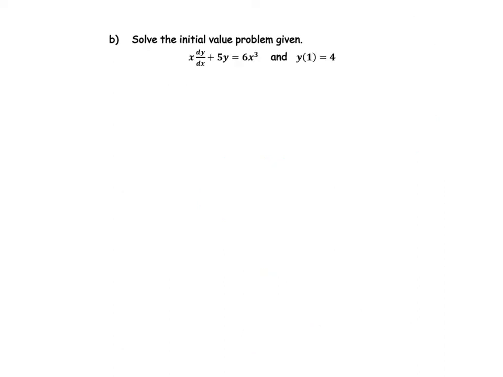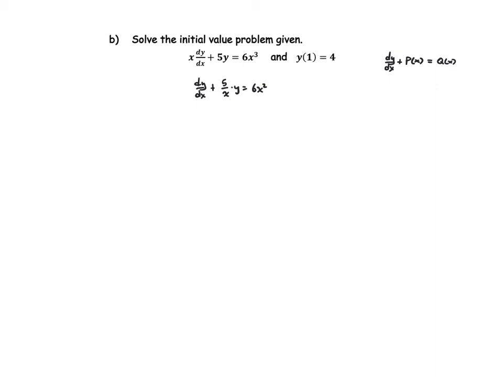Let's try another one. Looking at example B, you can see that this is not quite in our form that we want, right? We want dy dx plus p of x times y is equal to q of x. So what I need to do is notice that this dy dx is multiplied by x. I have to divide all terms by x. So that gives me dy dx plus 5 over x times y is equal to 6x squared. I divided that term by x.